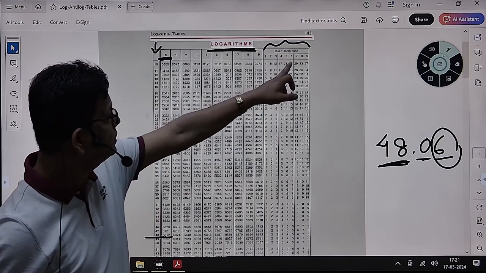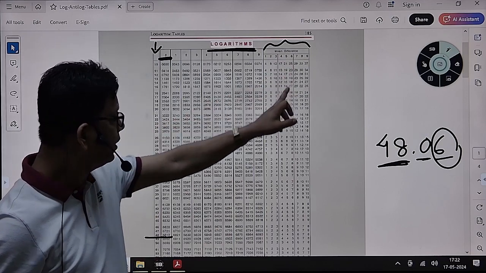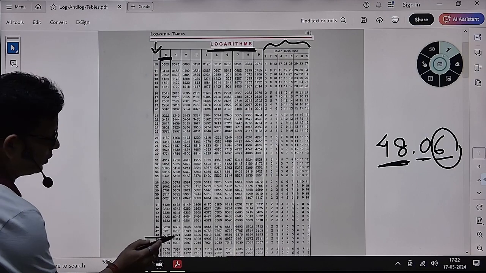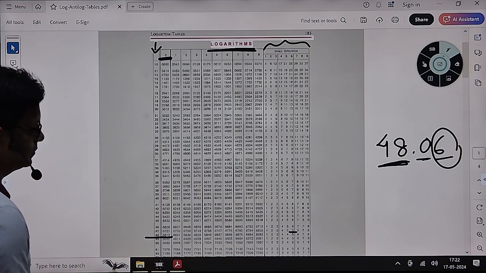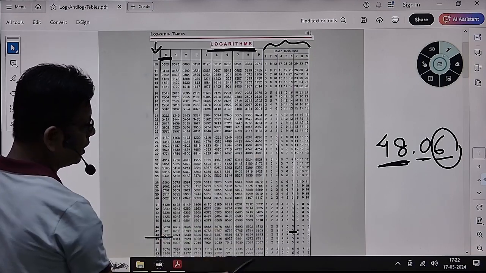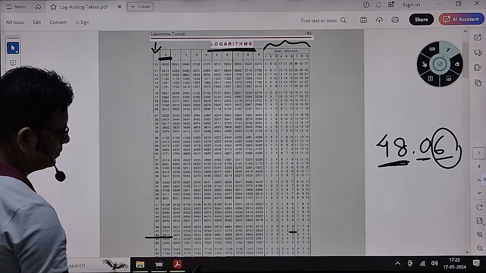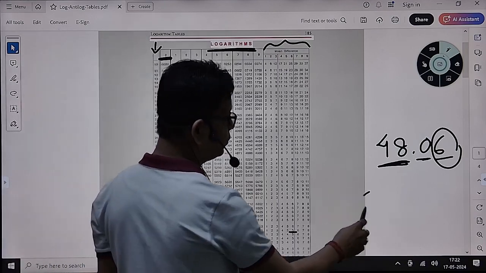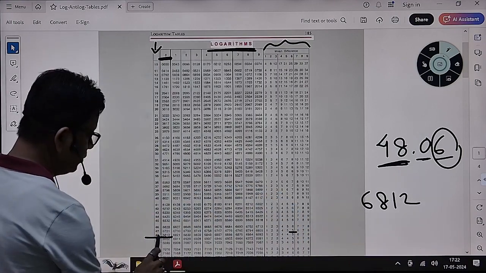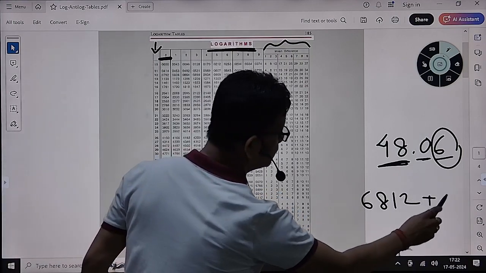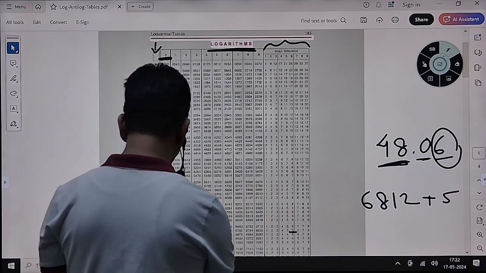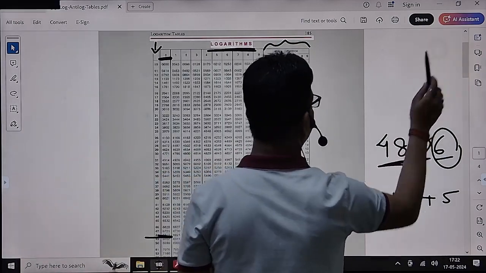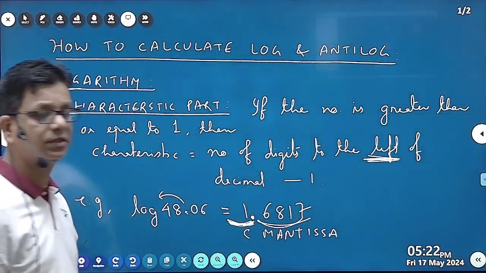Could you find 6 there? Yes, sir. Come vertically from there and look at the number from 48. What is the digit there? 5. Is it 5? Yes, sir. So you got 6812 from here, plus 5. Just add it. How much? 6817. That is your required answer. So it will be 1.6817. Is it clear?